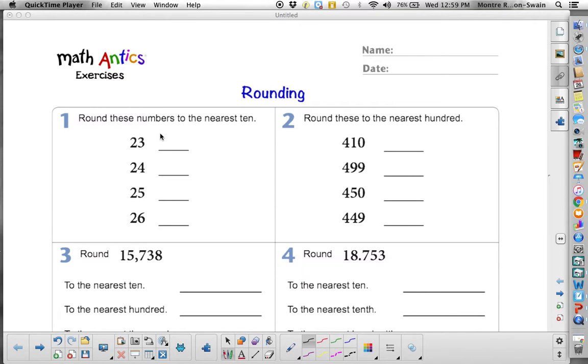Okay, ladies and gentlemen, we are going to practice rounding. Number 1, round these numbers to the nearest 10. So we have 23, 24, 25, 26. 23 to the nearest 10.